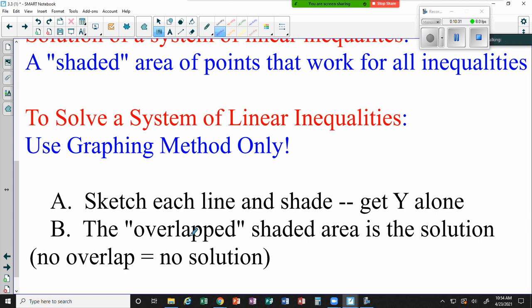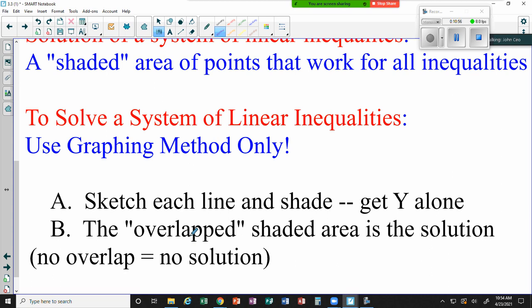So you're going to shade them pretty lightly, and then where those shaded areas overlap, you're going to darken that in because that's going to be your solution. So don't shade too dark when you're doing this until you find out where the overlapping areas are. Then shade that in darker so we can see what area you're looking for. Now, if there is no overlap, there is no solution.